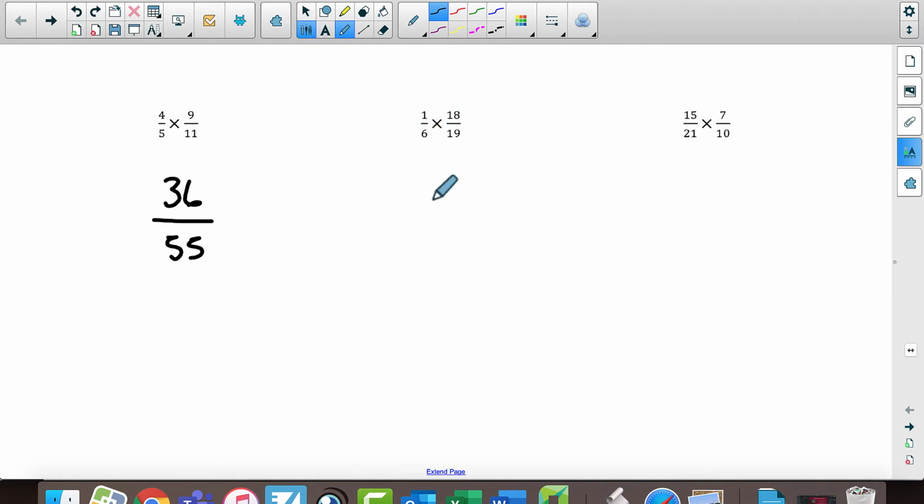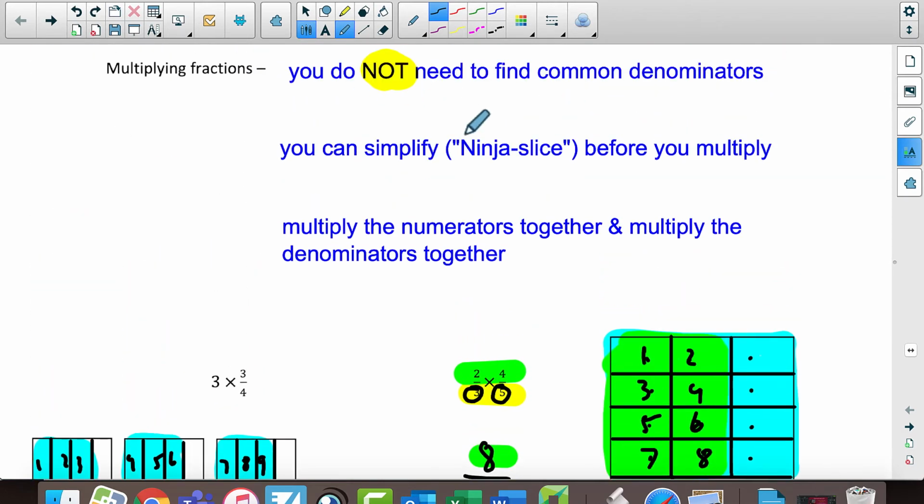Now, 1 times 18 is 18. 6 times 19 is some big number. Oh boy, I wish I could simplify this, make it easier. You can. Okay, so this is the thing I'm talking about, the ninja slicing. Right up here I talked about ninja slicing.